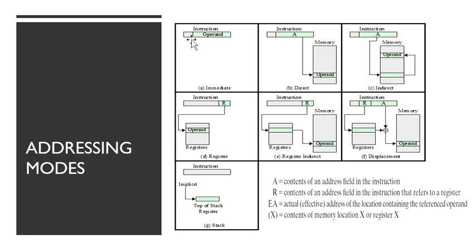Inside our machine instruction, the instruction format is segregated into several fields, and one of the fields can be the address field. A refers to memory, while R refers to a register. EA is the actual or effective address of the location containing the referenced operand. X in brackets means the contents of memory location X or register X.